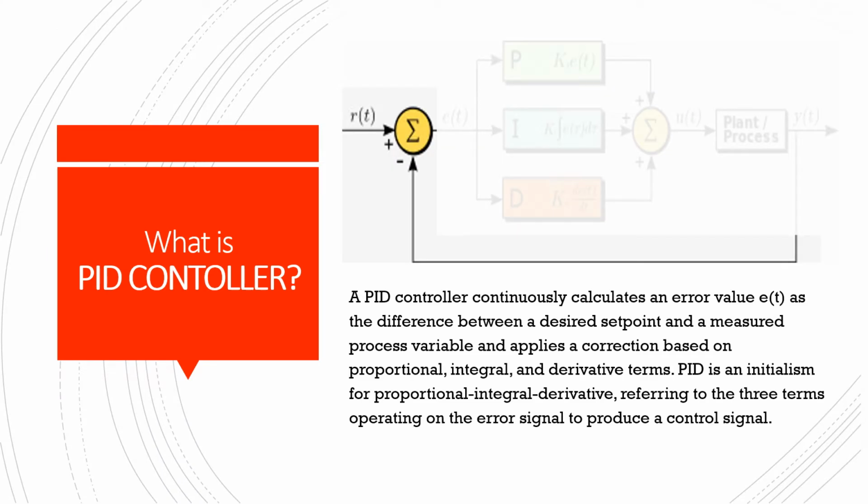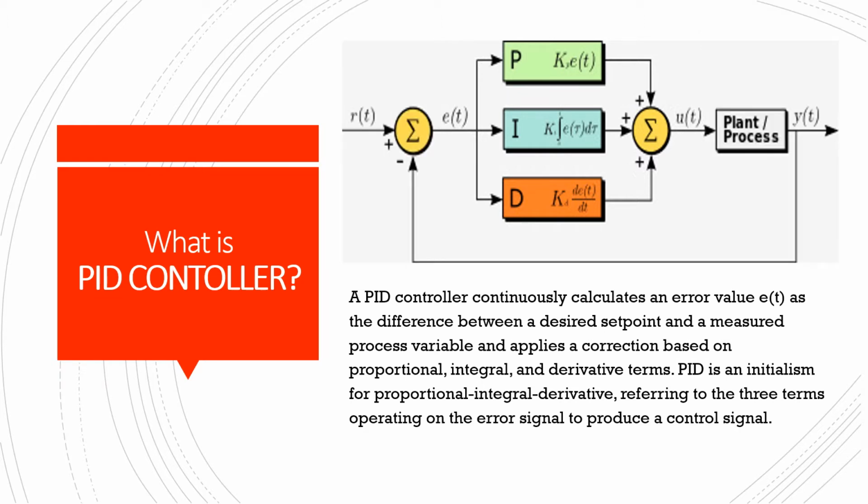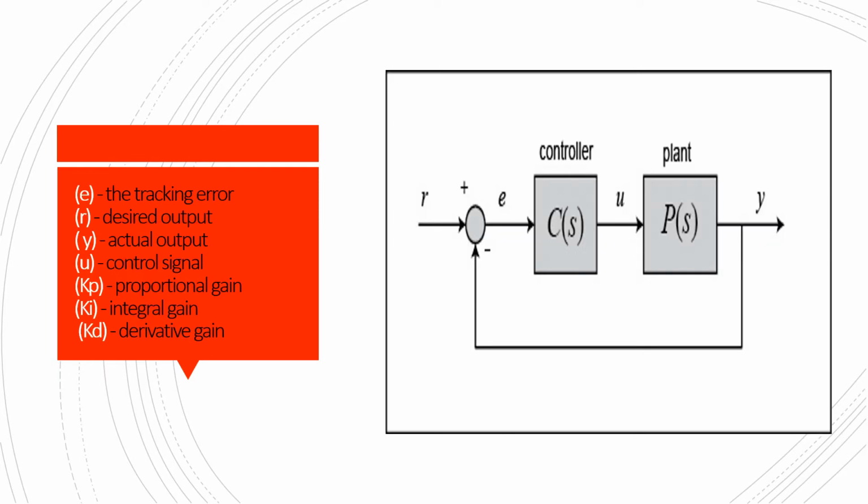A PID controller continuously calculates an error value as the difference between a desired set point and a measured process variable, and applies a correction based on a proportional, integral and derivative term. PID is an initialism for proportional, integral, derivative, referring to the three terms operating on the error signal to produce a control signal. In this slide, we are seeing a unity feedback signal.